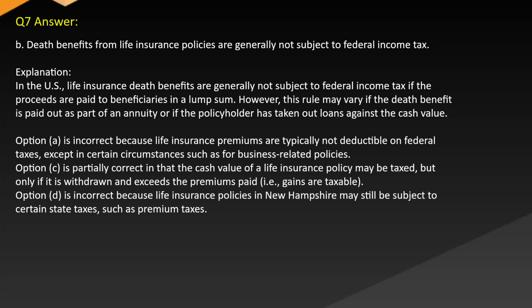Option A is incorrect because life insurance premiums are typically not deductible on federal taxes except in certain circumstances such as for business-related policies. Option C is partially correct in that the cash value of a life insurance policy may be taxed, but only if it is withdrawn and exceeds the premiums paid, i.e., gains are taxable. Option D is incorrect because life insurance policies in New Hampshire may still be subject to certain state taxes, such as premium taxes. Question 8.